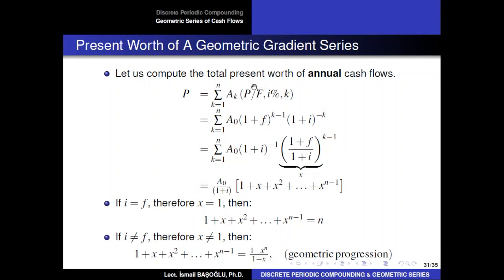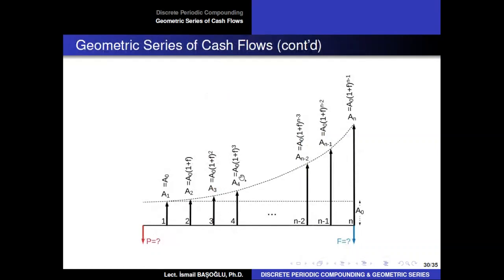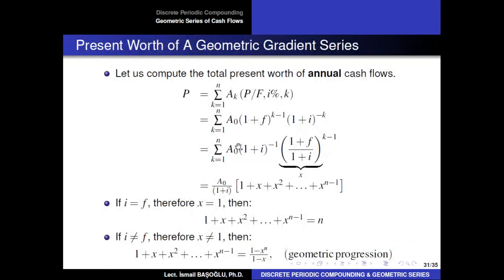And what is this formulation? P over F. It is basically 1 plus I to the power minus K, right? So single payment present worth factor is 1 plus I to the power minus K. And how do we compute AK? Remember now, in the end of year K, the cash flow size is the base payment times 1 plus F to the power K minus 1. So instead of AK, we write A0 times 1 plus F to the power K minus 1. And we have 1 plus I to the power minus K.